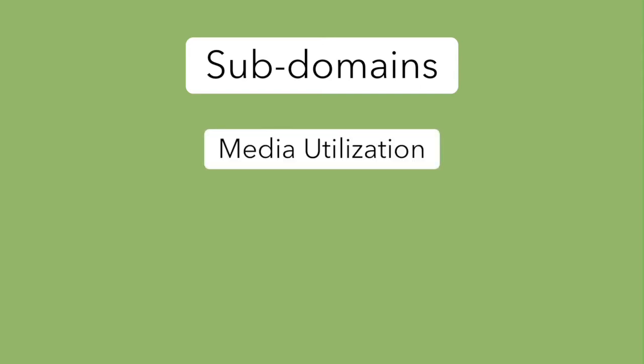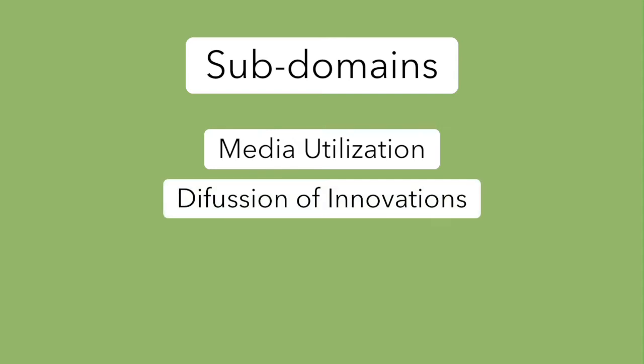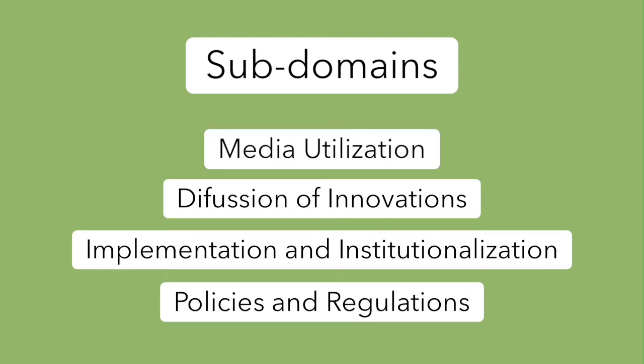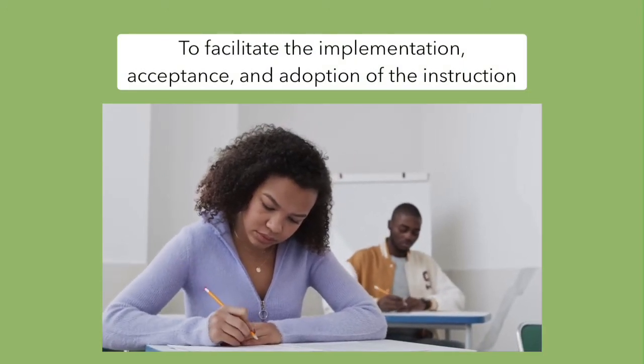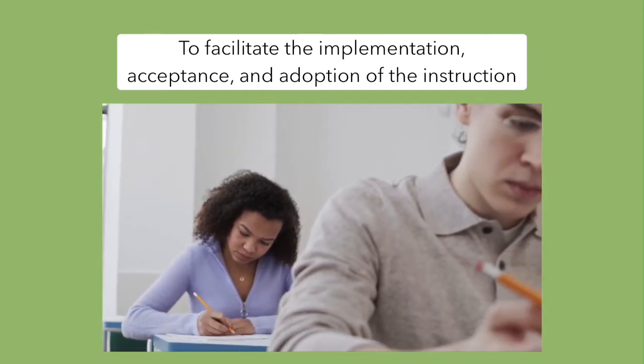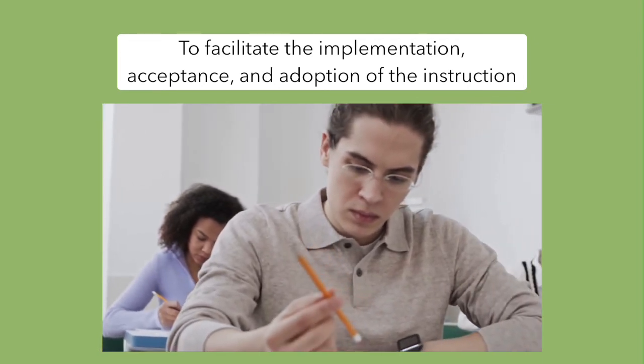Number 1, media utilization; number 2, diffusion of innovations; number 3, implementation and institutionalization; and number 4, policies and regulations. These subcategories give clearer instruction as to how utilization works and what it involves. For in this phase, instruction is introduced to the learners and their organization. Hence, the goal of the utilization phase of instructional technology is to facilitate the implementation, acceptance, and adoption of the instruction, as it is stated by the Association for Educational Communications and Technology 2001.